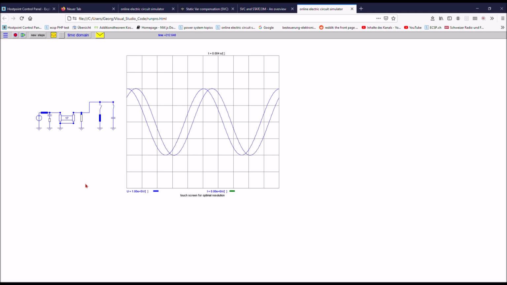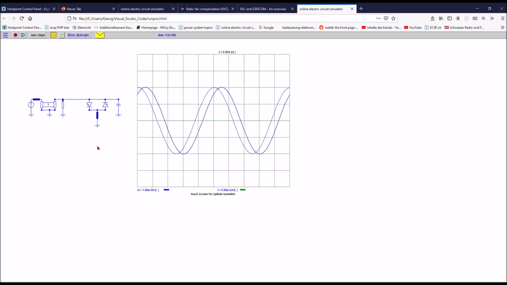If, however, you have a frequently variable load, that would mean that you have to switch capacitors and reactors on and off all the time, and that would very quickly deteriorate the switching devices. This is where the SVC comes in, which is a much more flexible solution.